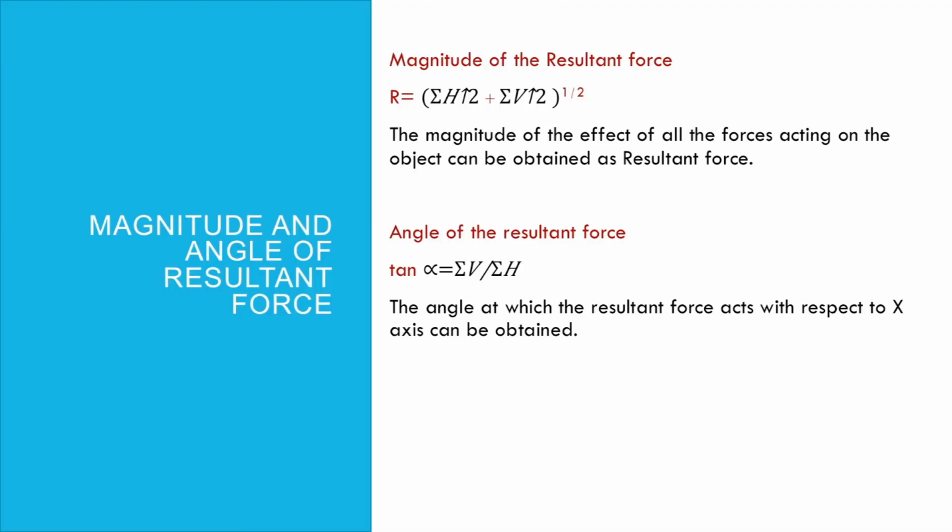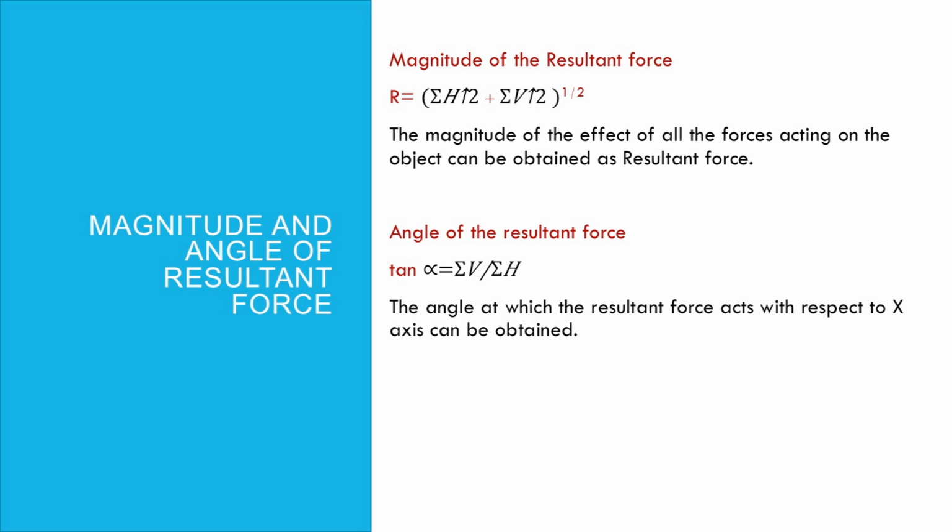Now, to find out the magnitude of the resultant force, the formula is R equal to root of sigma V square plus sigma H square. So, we have found out the sigma H and the sigma V values. We square them, so obviously, if there is any negative value, that will become positive. Then you find the square root, and we get the value of the resultant. That is, the resultant value means the magnitude of the force in which the object will move.